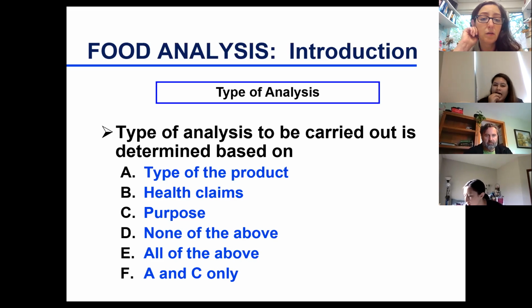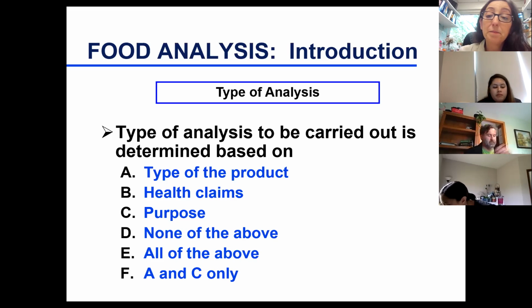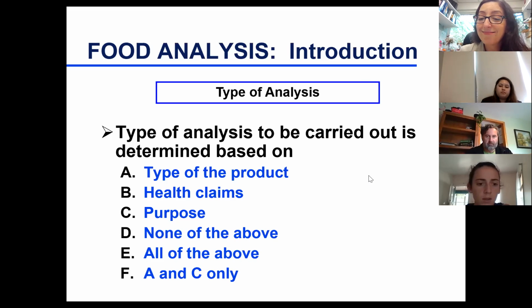Is it purpose? Is it for quality control? Is it for nutrition label? Is it for shelf life? So all of these factors play a role in determining the type of analysis. Is it all of the options or just A and C? Oh, F was A and C. I'm sorry. Thank you, Erin. It is all of the above. It's E.